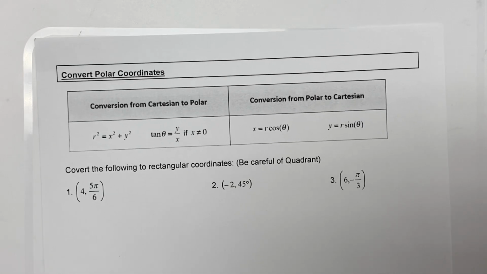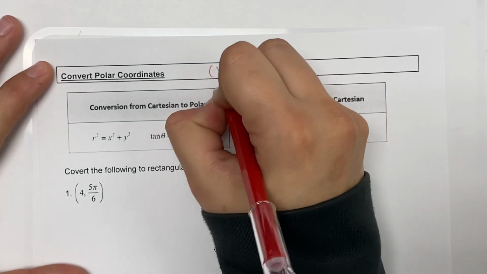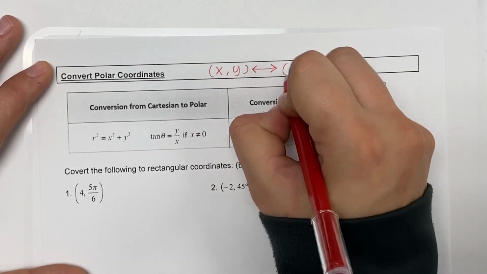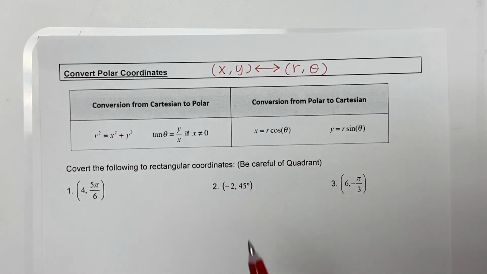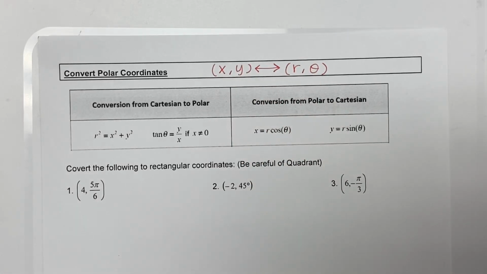Alrighty, what we're gonna do in this video is convert our points back and forth. So remember, the normal points that we have are rectangular points, our Cartesian points are x, y. But we're gonna go between x, y and r theta, our polar points. So I need to turn x into r and y into theta.